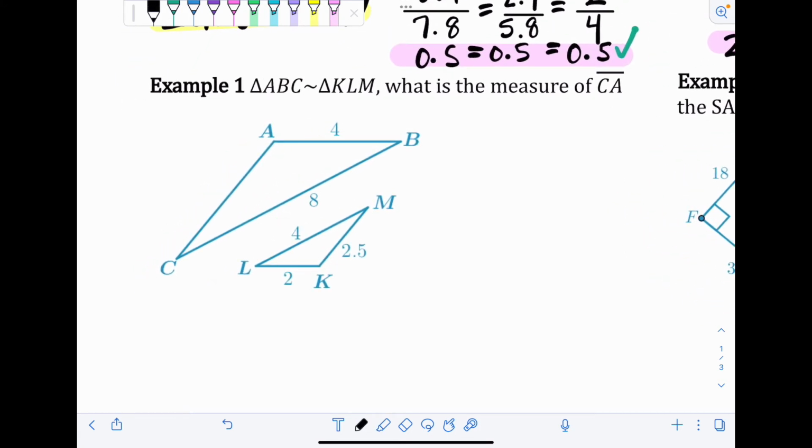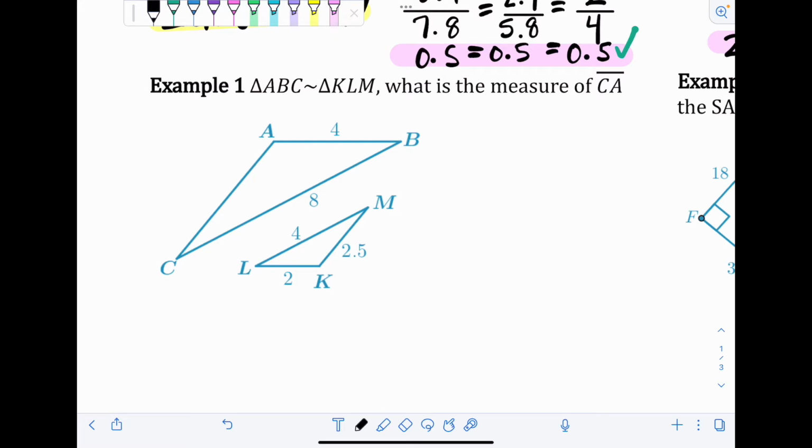So example 1, triangle ABC is similar to triangle KLM. What is the measure of segment CA? So it's already confirmed that they are similar. We don't have to prove that necessarily. So if we know that they're similar, we know that all of their side lengths are proportional. So we just need to find the scale factor between one set of corresponding sides. Whichever pair of sides you recognize as corresponding the soonest, just go with that one.